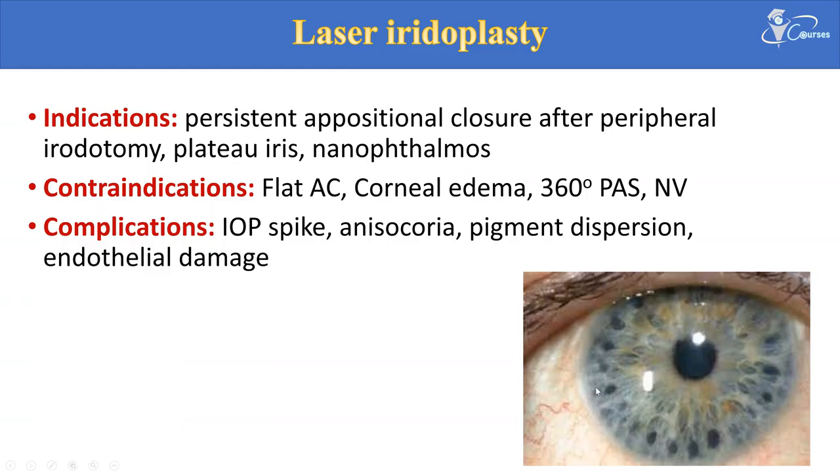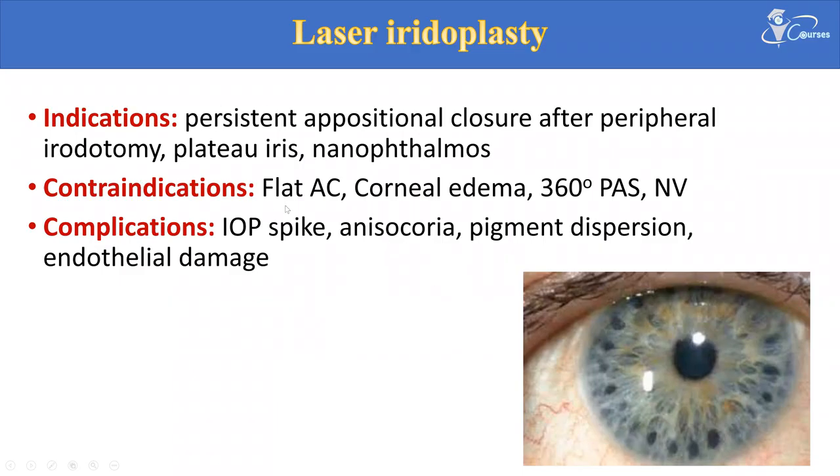In plateau iris, there is a hump which is closing the angle. So why not do these peripheral burns that will pull the iris away from the angle? Also in patients with nanophthalmos, the lens is large and bulky, pushing the peripheral iris toward the angle. Why not give peripheral laser burns that will pull the iris away from the angle?